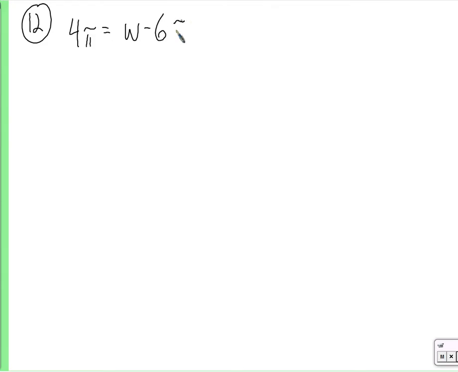Minus 6 pi. Okay, the first thing to realize is that 4 pi is 4 times 3.14. It's a number, right? If I were to write it out, I would multiply it out and get 12.56, right? But I don't have to do that. I don't have to multiply 4 by 3.14, okay?